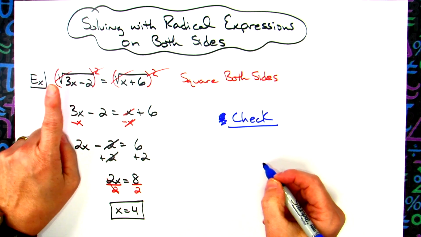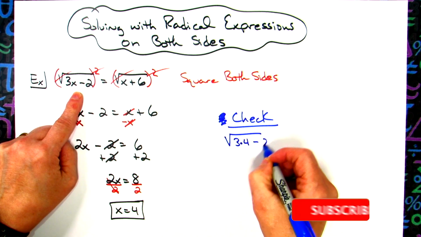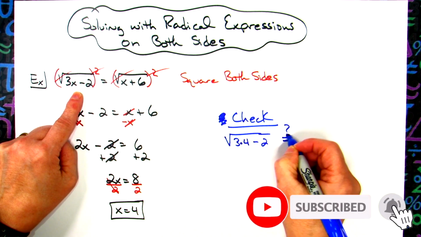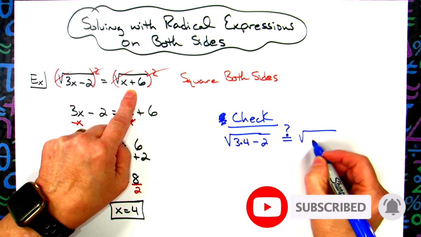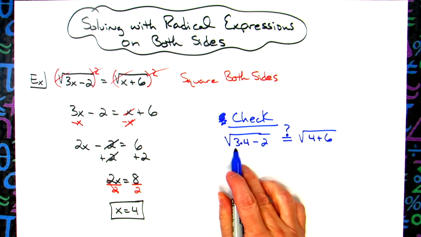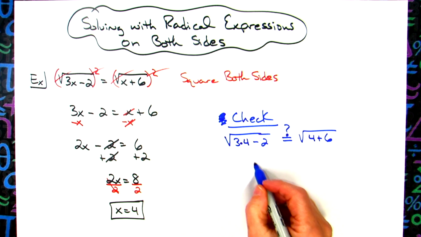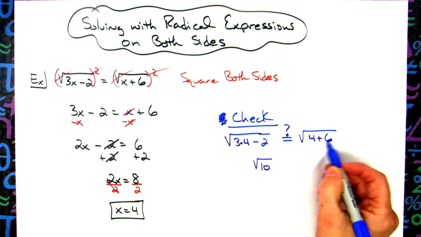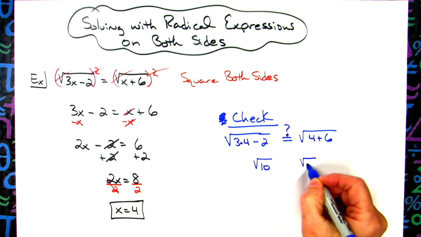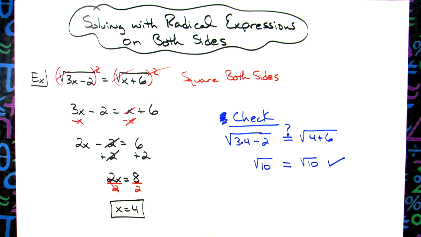If I say x is 4, then I ought to be able to take the square root of 3 times 4 minus 2 and ask myself, is that equal to the square root of, again putting 4 in, 4 plus 6? Over here, 3 times 4 is 12. 12 minus 2 is 10, so I'm going to have a square root of 10 on this side. 6 and 4 is 10. I'm going to have a square root of 10 on this side. So yes, when I plug x equals 4 back into the equation, it makes it a true equation. So yes, this definitely is our answer.